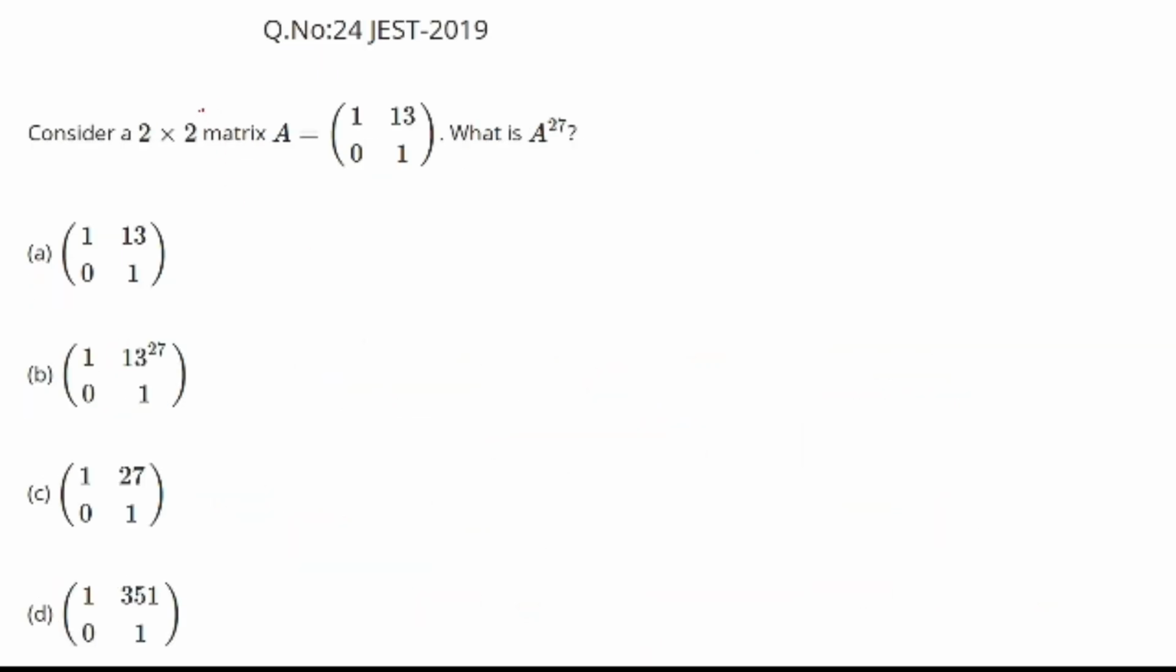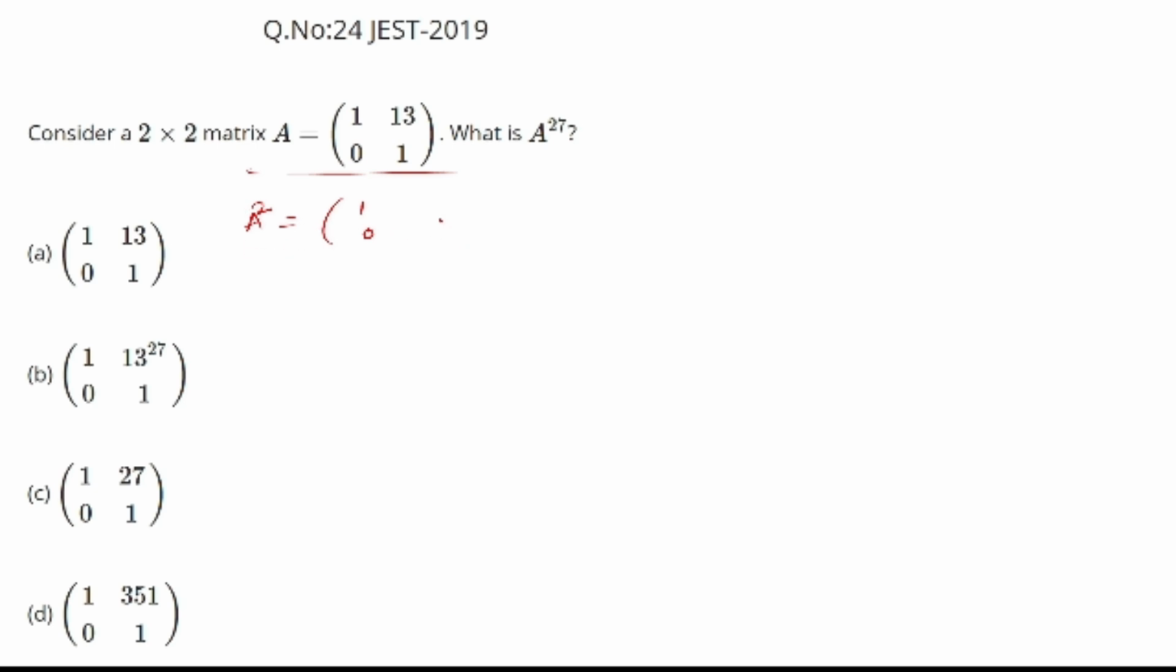Okay, next, given a 2 cross 2 matrix 1, 13, 0 and 1, we have to find A to the power 27. So let's find A squared first. For this type of question we have to find the pattern. If we crack the pattern, then we can easily write what will be A to the power 50, what will be A to the power 100, what will be A to the 58. We can easily predict that.